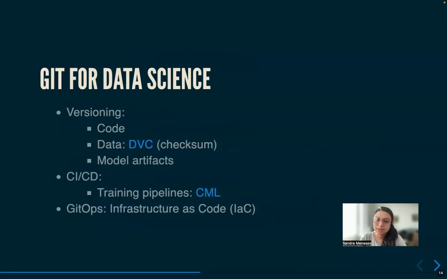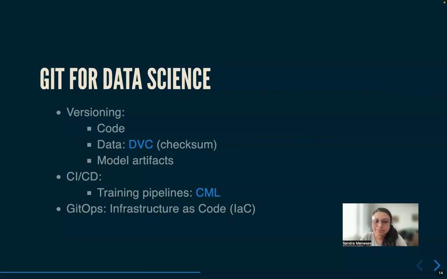Another topic that is closely related to tracking is Git for data science. So Git, of course, we can use it for versioning. Apart from the code, which we do for any software product, we also have to version the data and the model artifacts. Model artifacts is the output that we get once we train our models. We can also use Git for continuous integration and continuous deployment. So we can use different tools like GitHub Actions, or we can, for example, use this tool CML that is specific for machine learning.